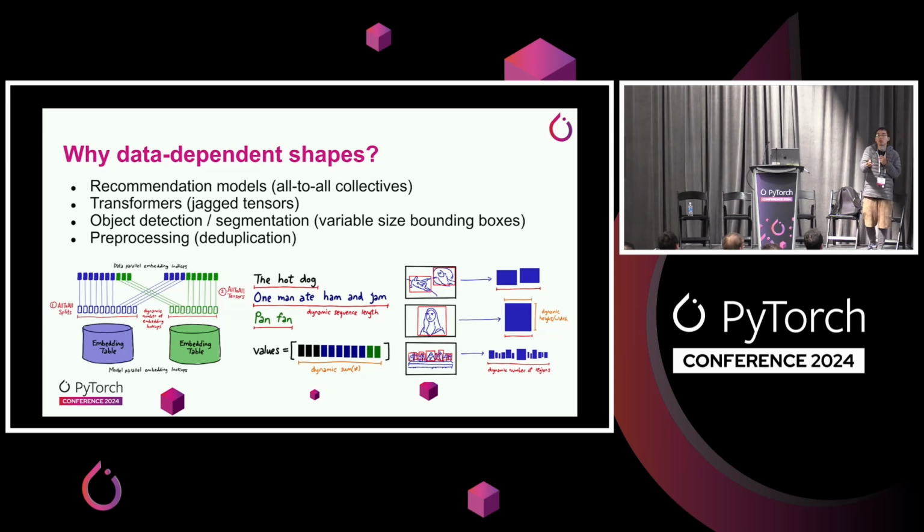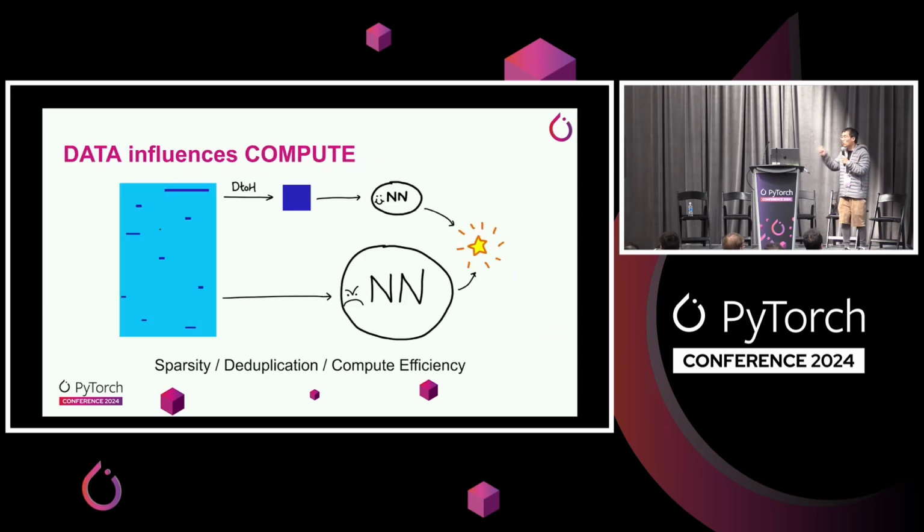And of course, when you're doing pre-processing, a lot of the things you might want to do are like deduplicating duplicate features. And that's something where you want to actually look at the data to figure out how much processing you actually do. The overall theme of all of these things is that the data is influencing the compute you want to do. You can always do a fixed amount of compute on all of your input data, and you'll know exactly how much compute you need to do.